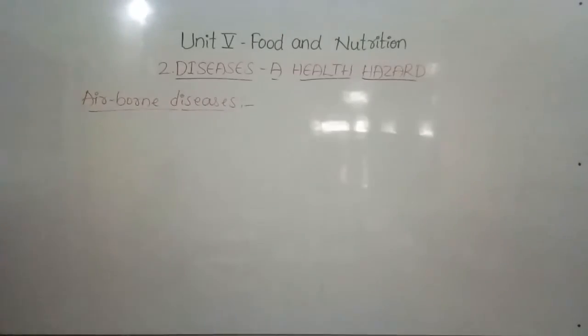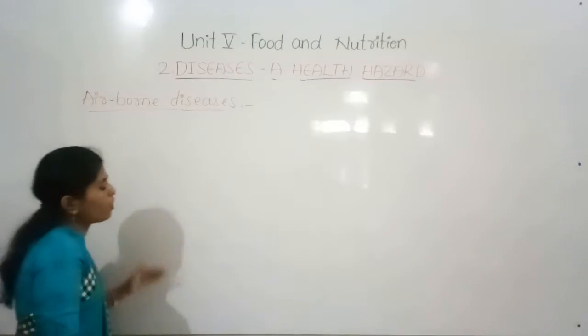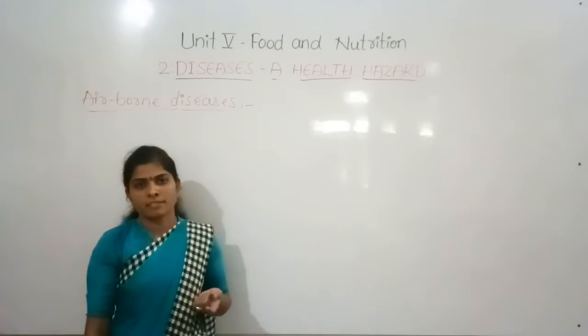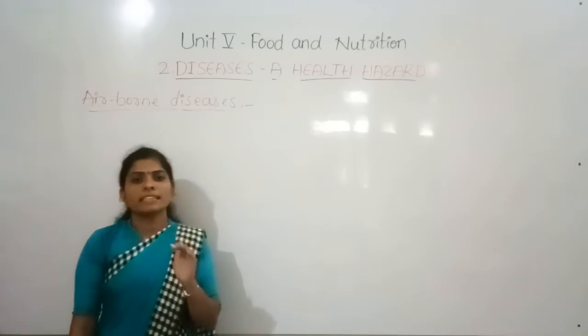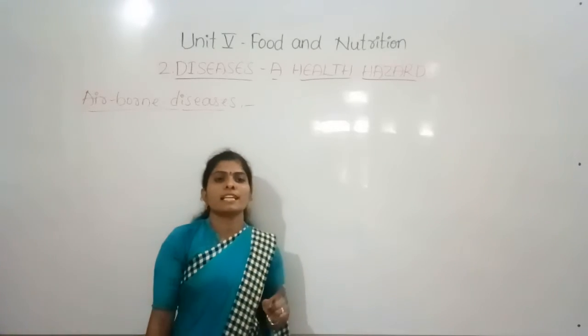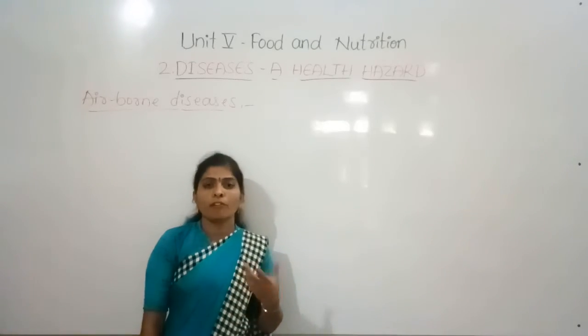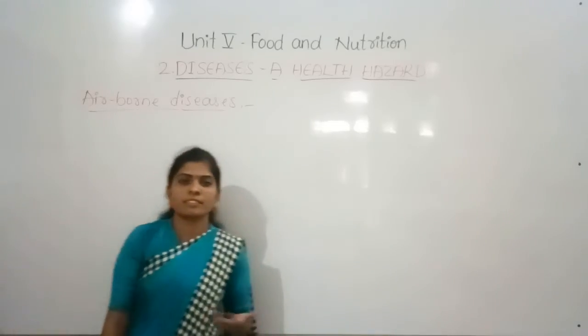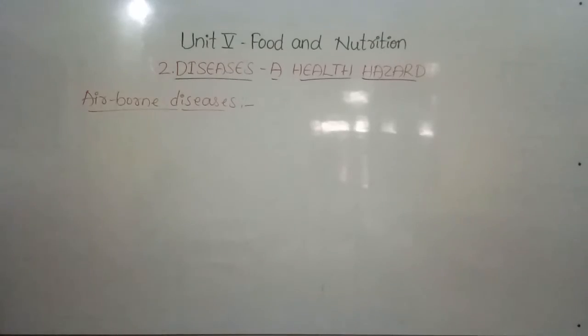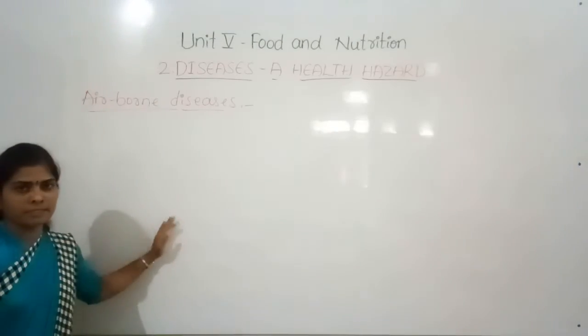the person sneezes and all. Some of these airborne diseases mainly affect the eye and the respiratory system. So mainly these airborne diseases affect the respiratory system as well as the eye, and some are viral fever and conjunctivitis, and some diseases such as the cough and cold and diphtheria and tuberculosis. These are some airborne diseases.